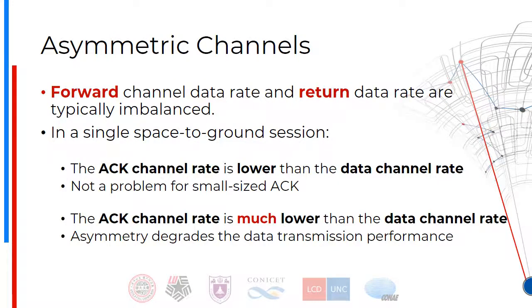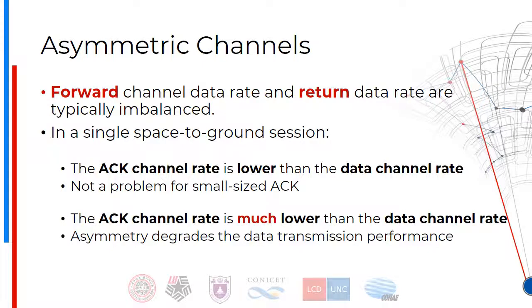So as we mentioned, asymmetric channels basically assume that there is a forward channel that may have a different data rate than the return channel. This has basically two implications in a space-to-ground session. One of them is that the ACK channel rate, this is basically the return channel that is bringing us back the acknowledgements of the packets that we sent on the forward channel, is lower than the data channel rate.